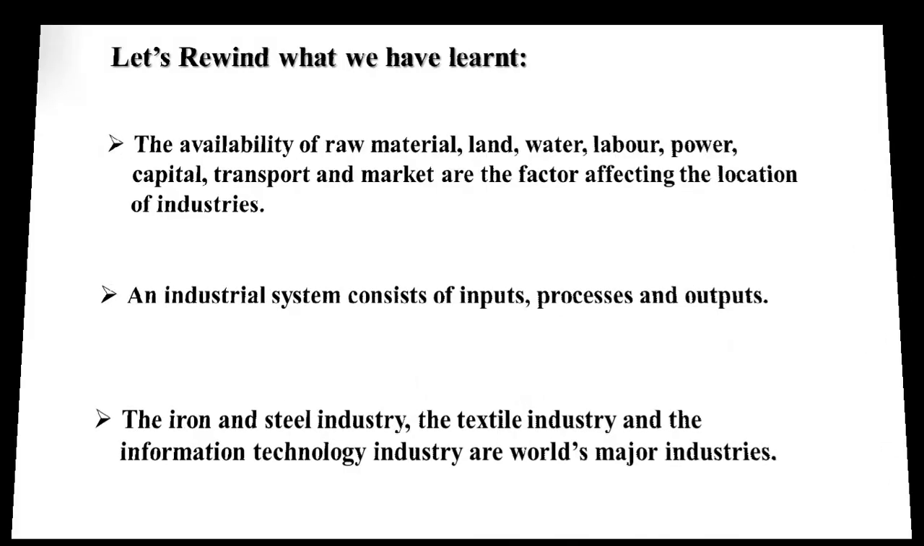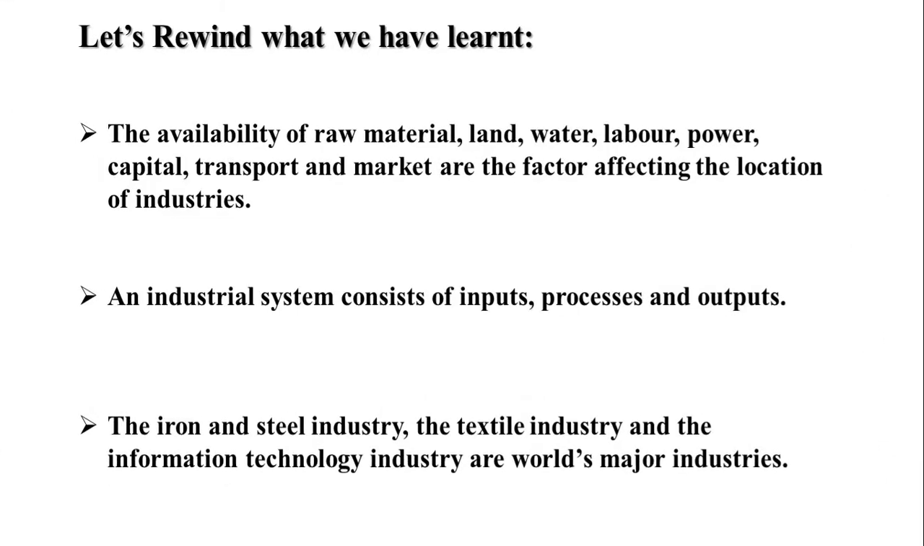Let us recap what we have learned today. The availability of raw material, land, water, labor, power, capital, transport and market are the factors affecting the location of industries. An industrial system consists of inputs, processes and outputs. The iron and steel industry, the textile industry and the information technology industry are the world's major industries.